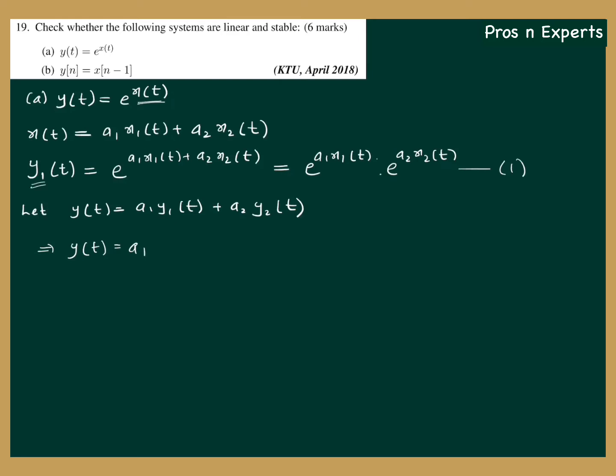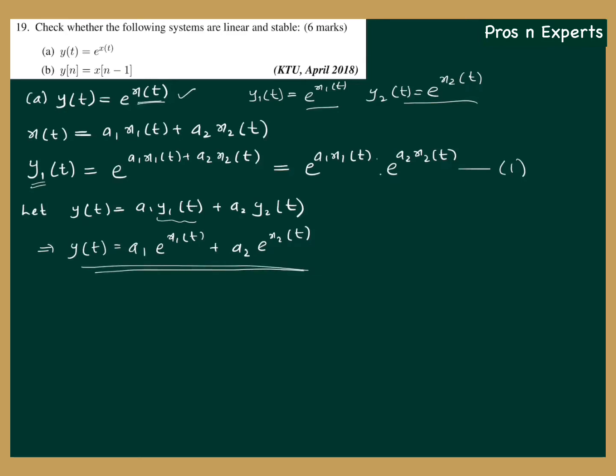If y of t is equal to e raised to x of t, then I can write y1 of t as a special case as e raised to x1 of t. Similarly, y2 of t will be e raised to x2 of t. So instead of y1 of t, I can write e raised to x1 of t plus a2 into, instead of y2 of t, I can write e raised to x2 of t. Now this is our mixed output. This is equation number 2.